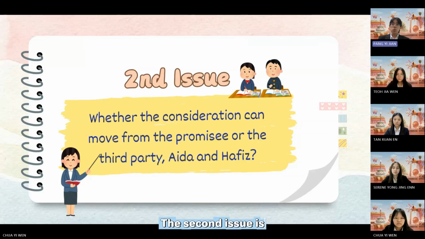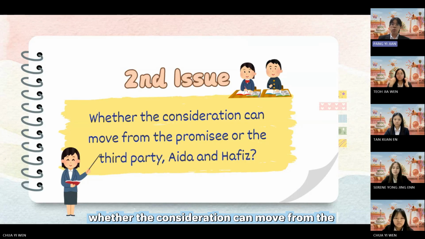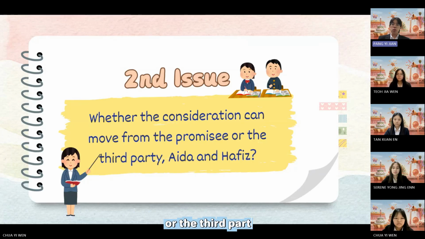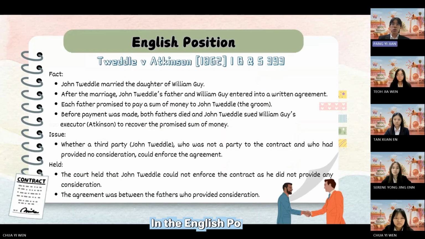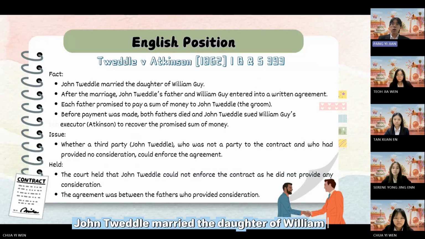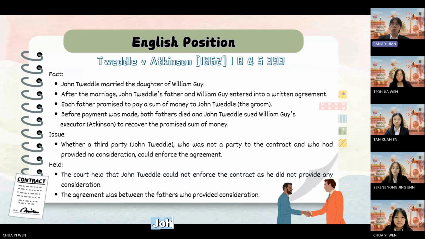The second issue is whether the consideration can move from the promisee or the third party, Ida and Hafiz. In the English position, in the case of Tweedle against Atkinson, John Tweedle married the daughter of William Guy. After the marriage, John Tweedle's father and William Guy entered into a written agreement in which each father promised to pay a sum of money to John Tweedle, which is the groom.